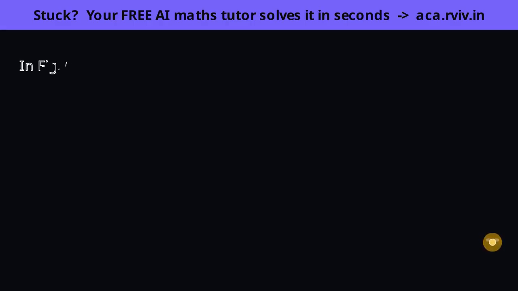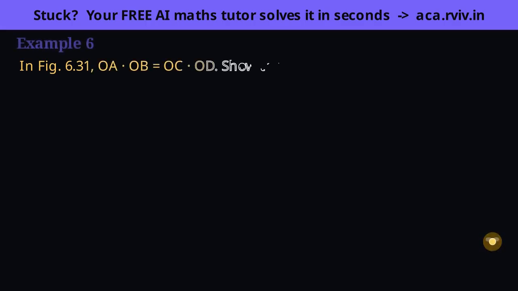Similarity always speaks in ratios, but the problem gives us a product of lengths. So the very first move is to rewrite that product as a ratio, and once we do, an SAS setup appears out of nowhere. Read the given carefully.